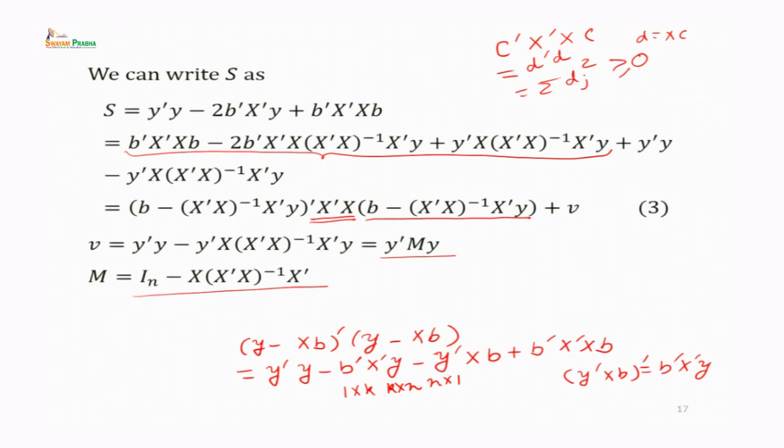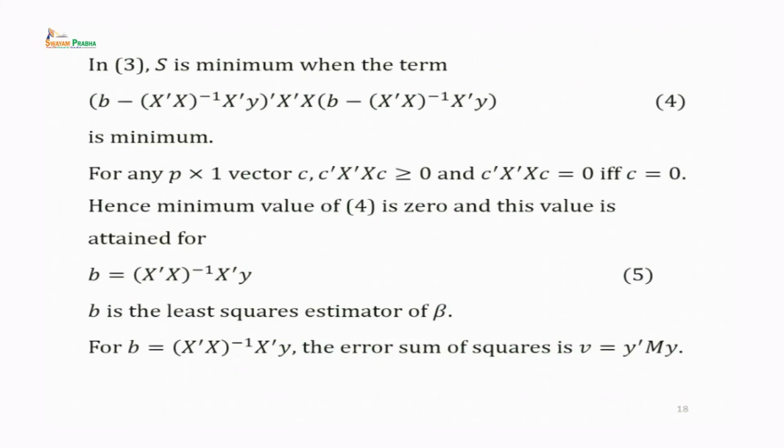So, this is the value of B which minimizes S. We have shown this result here also: for any p cross 1 vector C, C transpose X C is greater than or equal to 0, and it is 0 only when C is equal to 0. And then the minimum value of this is 0, and this value is attained when B is equal to X transpose X inverse X transpose y.